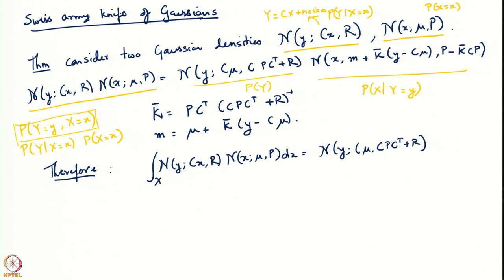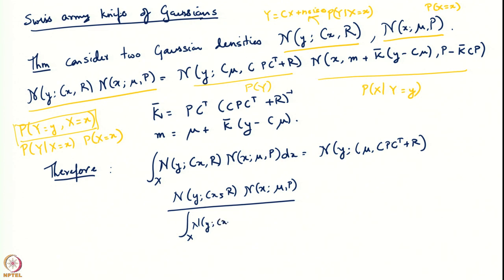Therefore what we are left with is the term on the right hand side, the term that got integrated out. This particular term is in fact the posterior density. So, in other words, N(y given Cx, R) N(x; mu, P) divided by the integral of the same term, this is equal to what we have here.